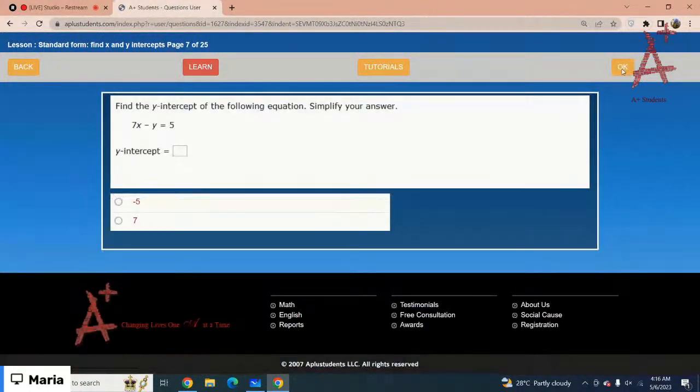Okay, the next one is 7x minus y equals 5. Which is the y-intercept? For the y-intercept, you need to put x equals 0. So which is the correct option?